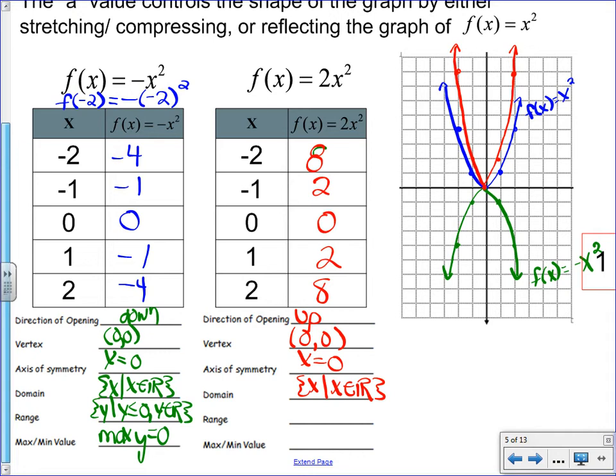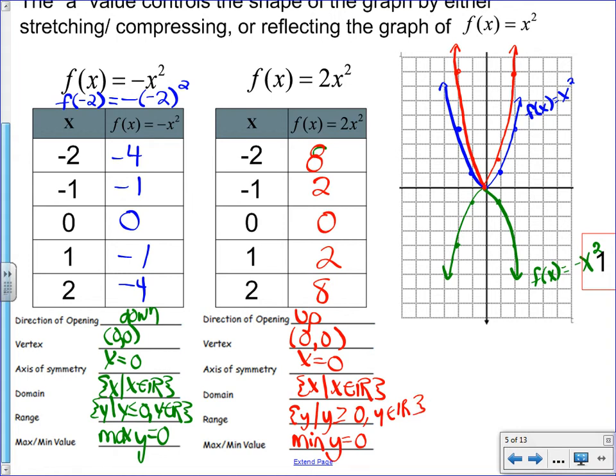Okay, what's my greater than or equal to? So does this have a maximum or a minimum, Jericho? So it has a minimum at what? y equals 0. So if it's a minimum at y equals 0, then for my range here, I'm going to put y has to be greater than or equal to 0, where y is an element of real numbers.